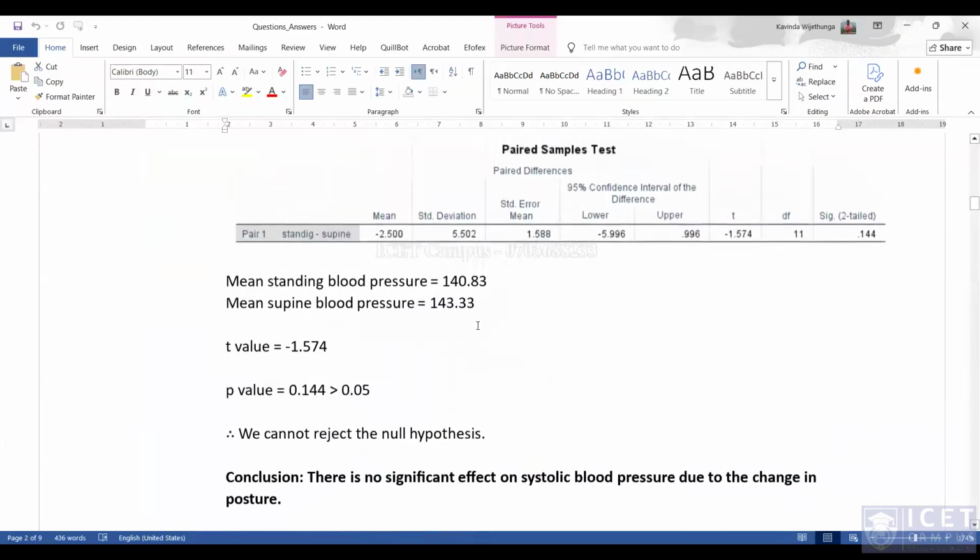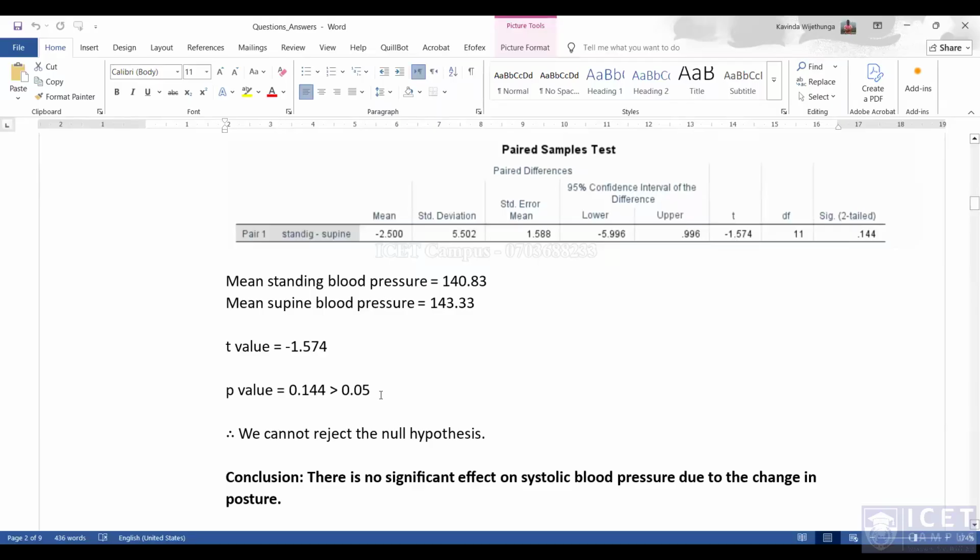Here we can take the mean blood pressure. Earlier we saw 140.83, and the mean supine blood pressure is 143.33. In the paired samples t-test, the t value is minus 1.574 and the p value is 0.144. It is greater than 0.05. Again, we cannot reject the null hypothesis, because to reject the null hypothesis the p-value should be less than 0.05.